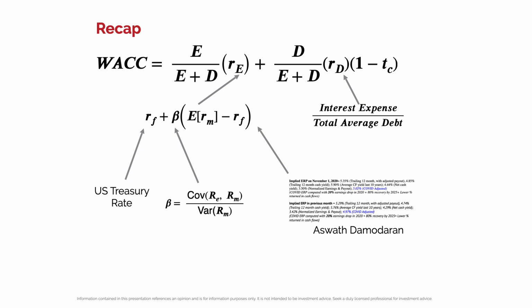Then for cost of debt, much easier. We take our interest expense and we divide it by the total average debt that the company has. And that's pretty much how you're going to find your WACC and your discount rate here.